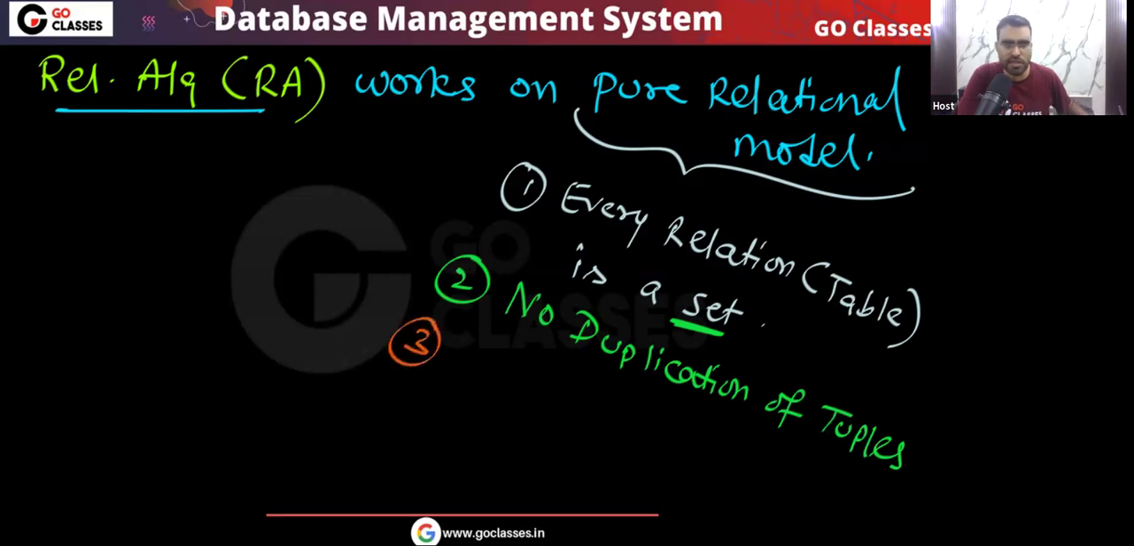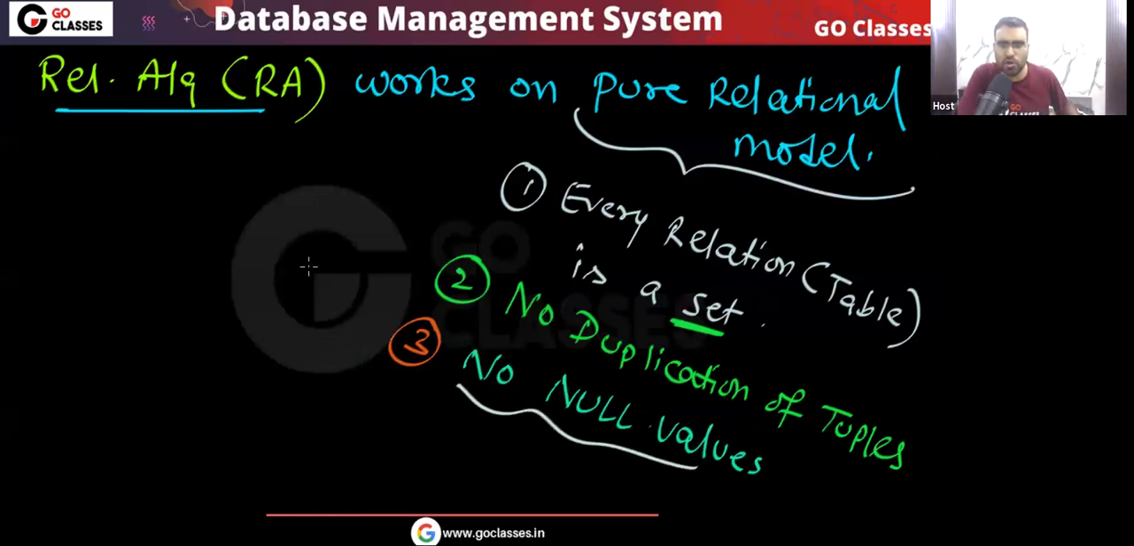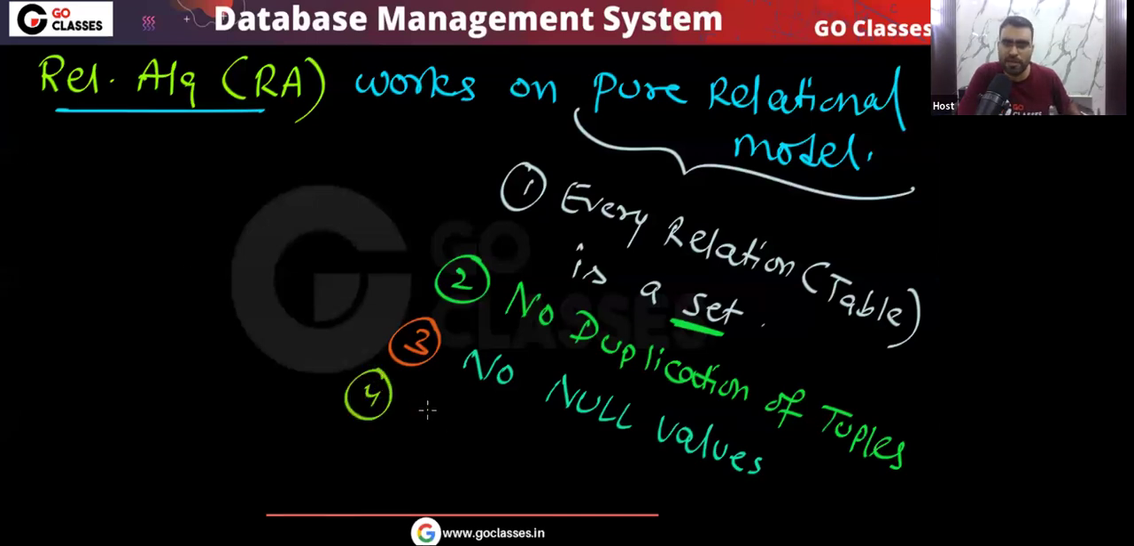Also, in relational algebra, there is no concept of null. There are no null values. So remember, when you study relational algebra, you don't have to worry about null values. Your input table will not have null values. These are simple points. There is no duplication of tuples, and you already know that there will be exactly one primary key. So these things you already know.